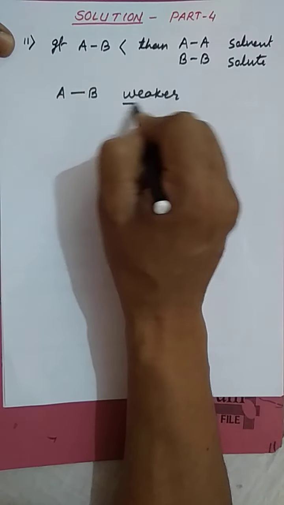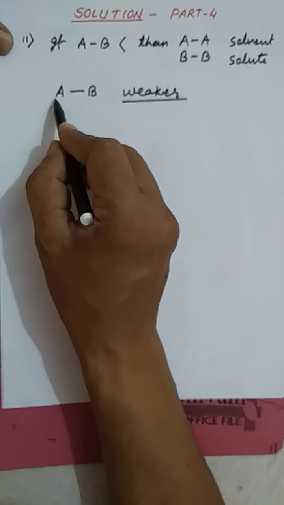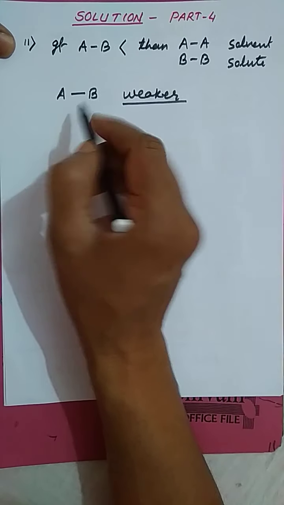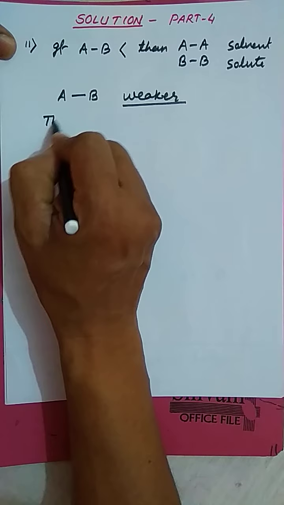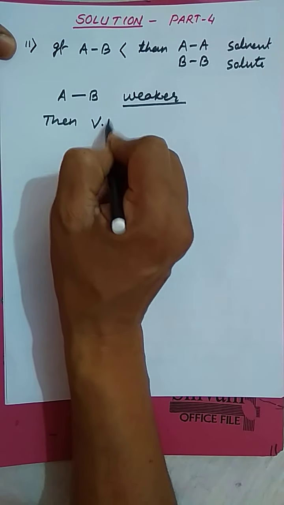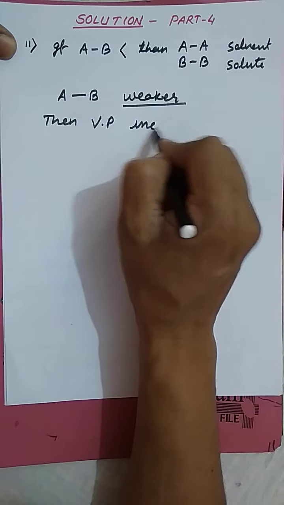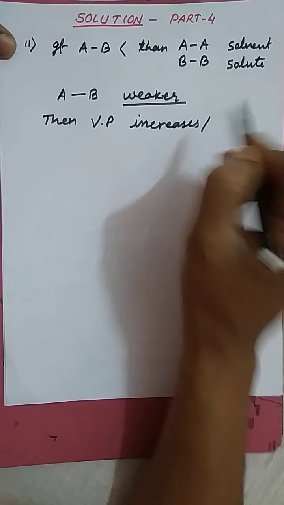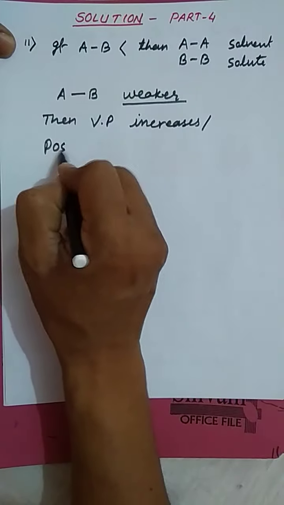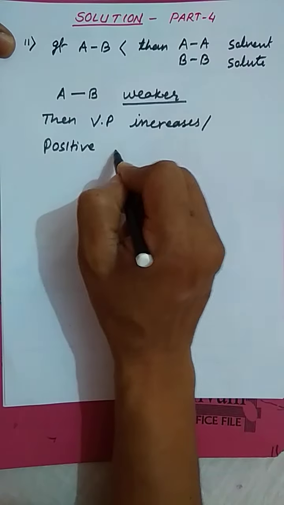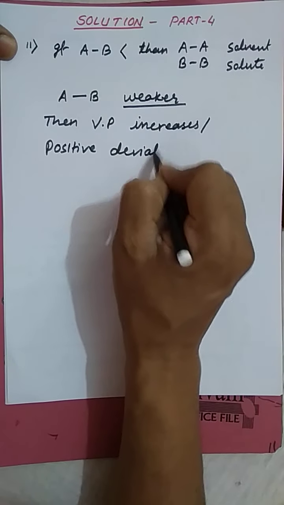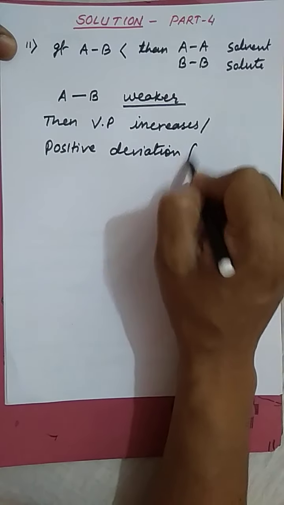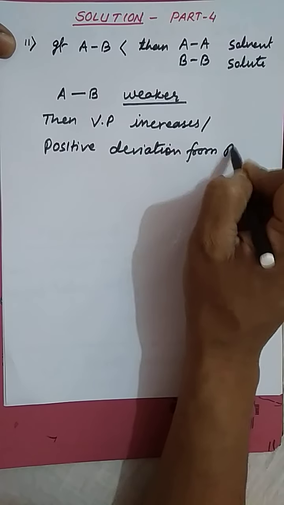So as the bond becomes weaker between solute molecule and solvent molecule, then vapor pressure increases, and in this situation it shows positive deviation from Raoult's law.